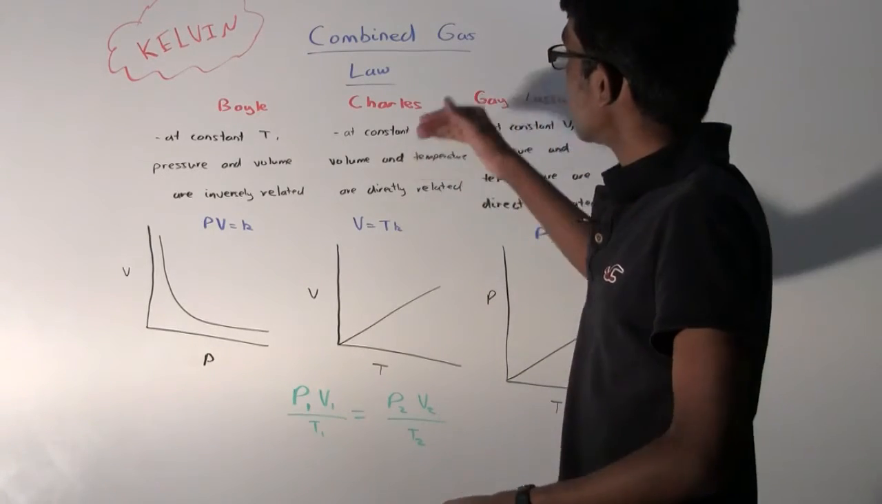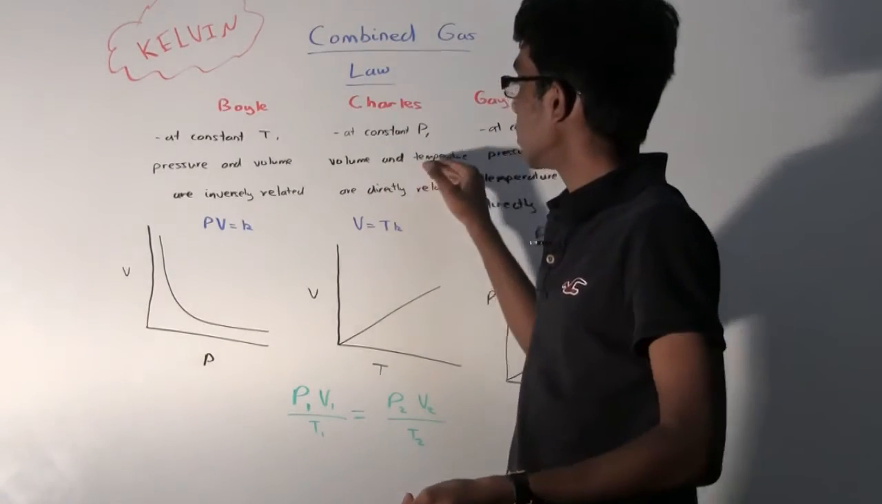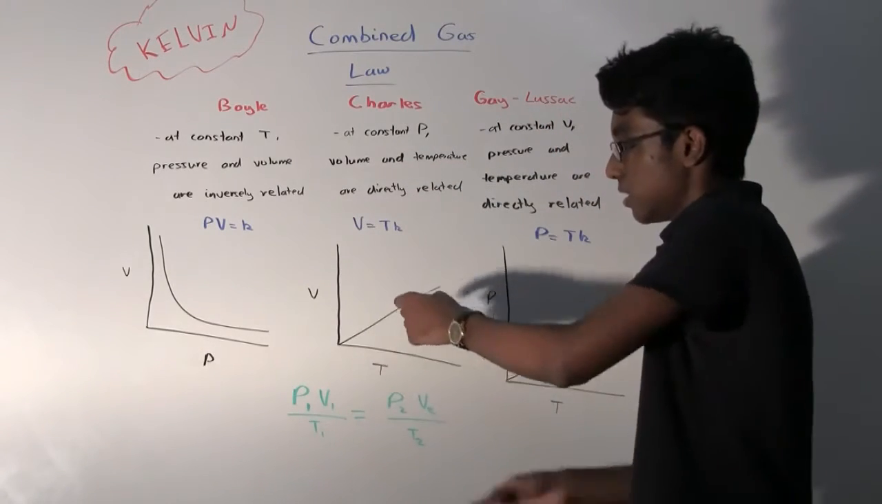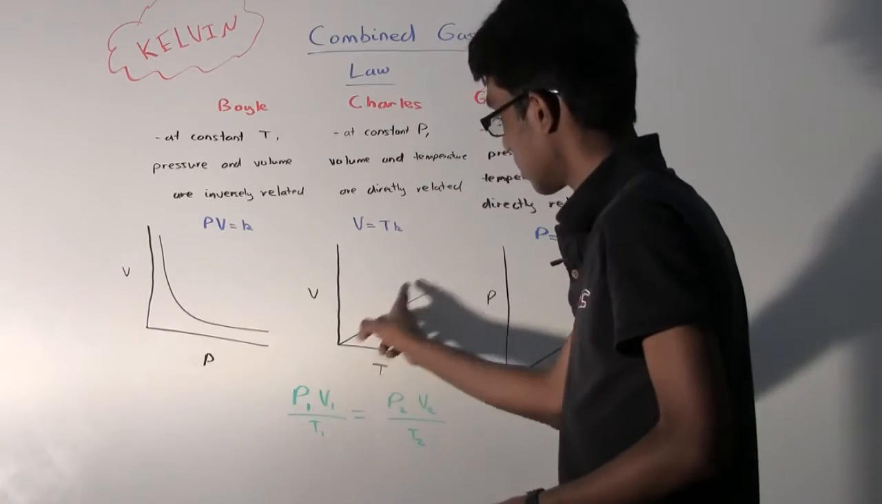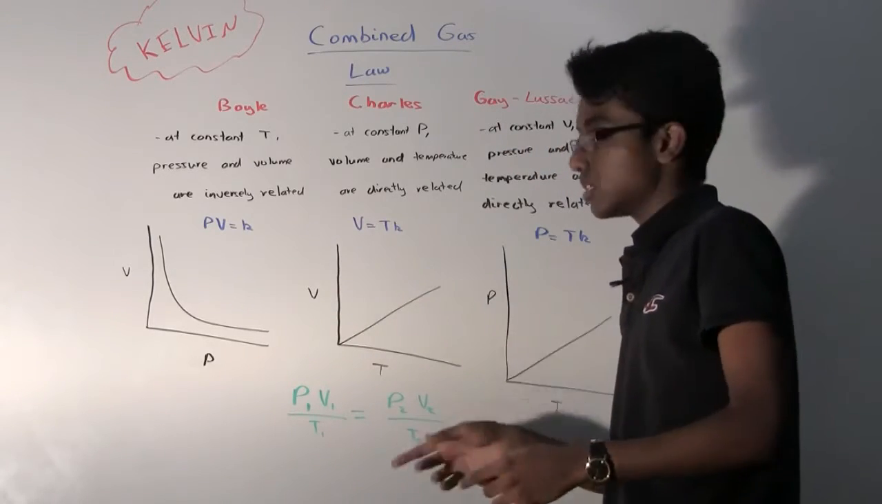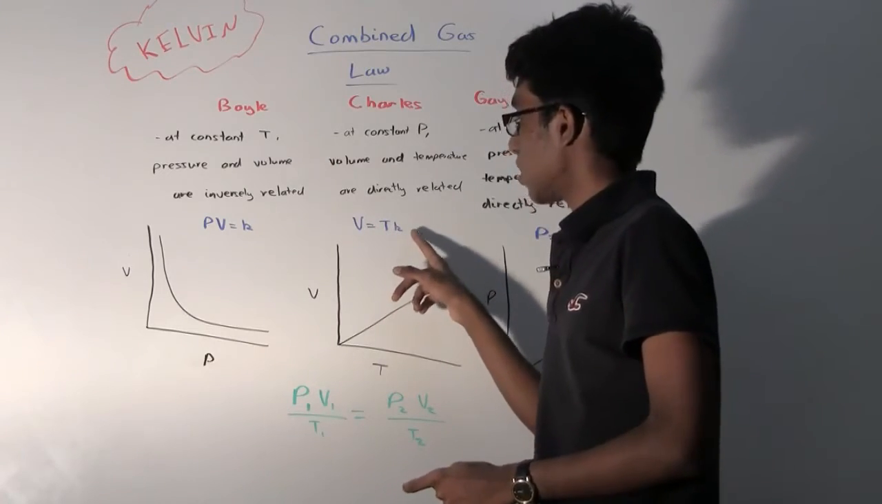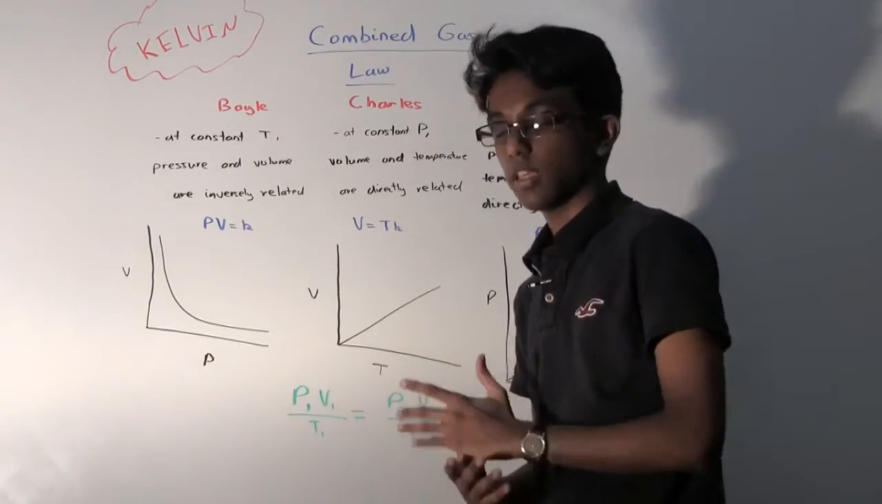Okay. Now, Charles' law says that at constant pressure, the volume and the temperature of a gas are directly related. So what that means is as you increase the temperature of a gas, the volume is also going to increase. The graph is a straight line. Mathematically, the relationship is written as the volume of a gas equals the temperature of the gas times a constant. This temperature is in Kelvin.